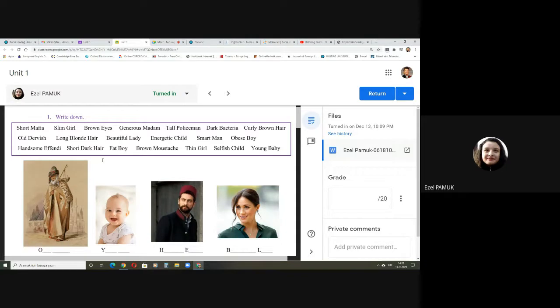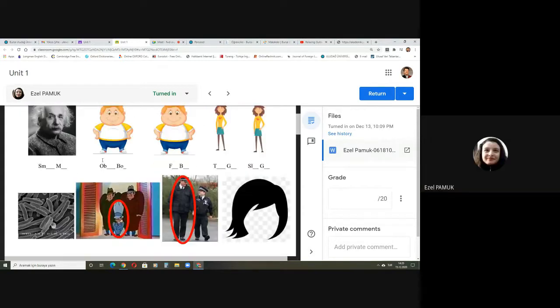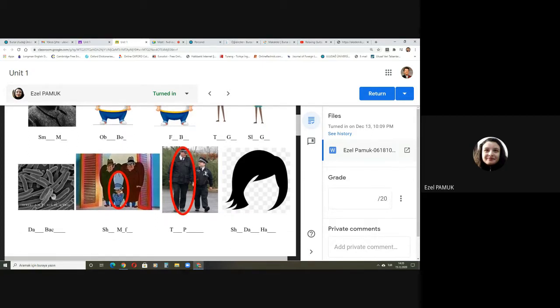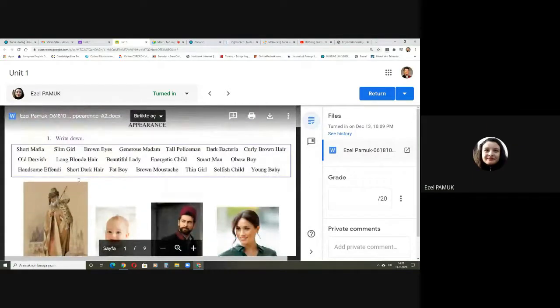For example, if you scroll down, I can say, for example, dark, bacteria. I teach dark. Later, the short dark hair. Then I teach short, mafia. Then short dark hair. There's no cognate, but they know with the pictures.